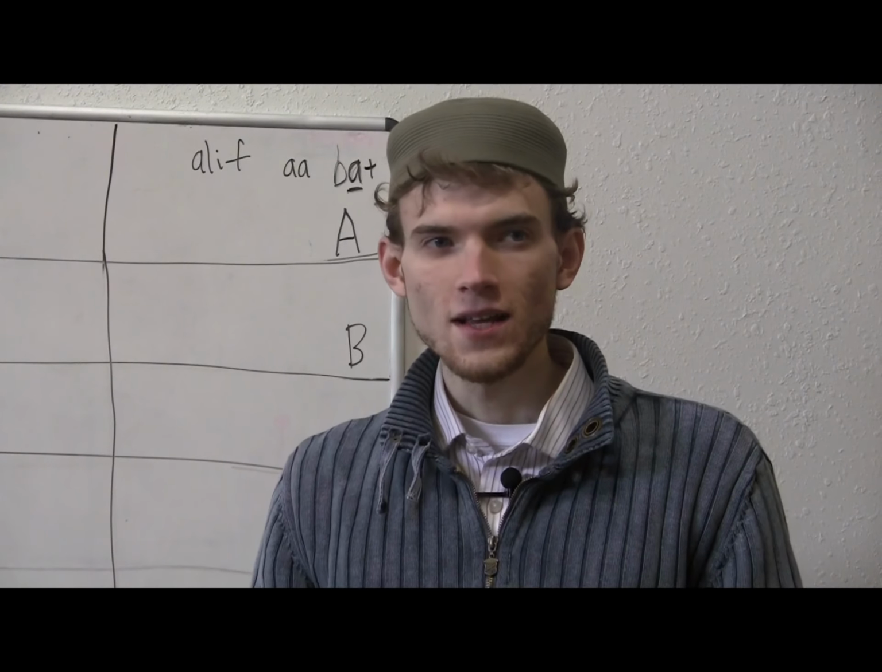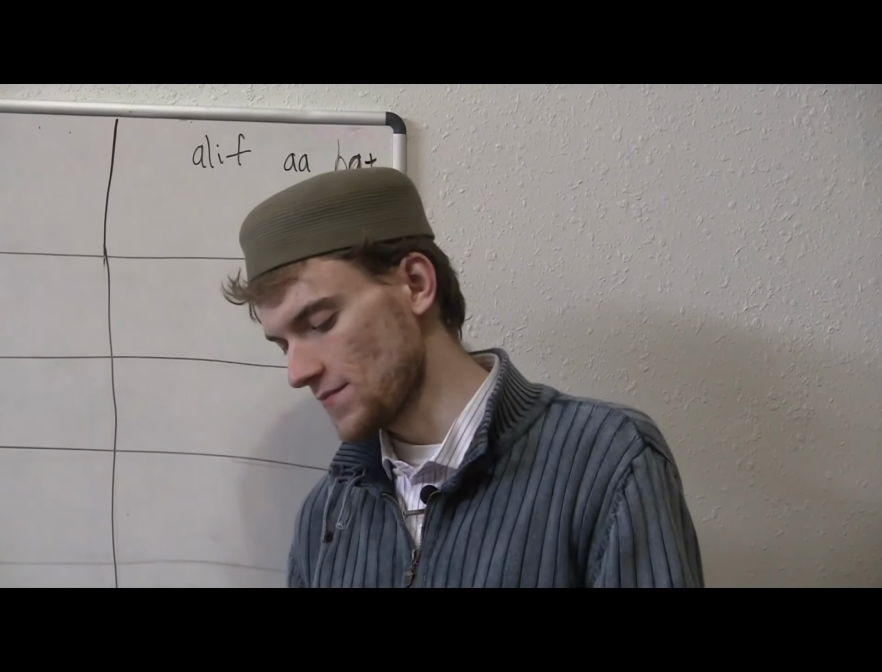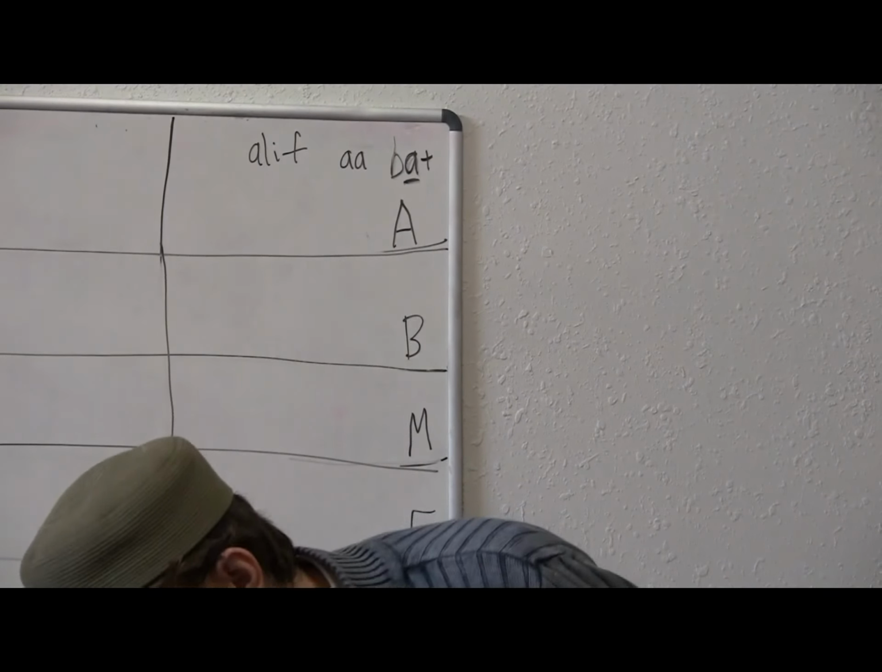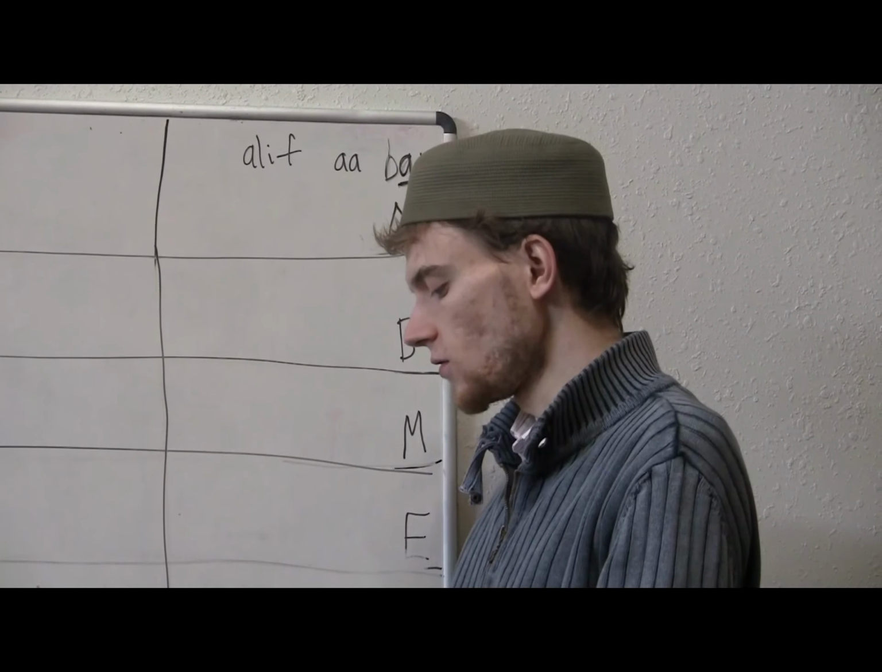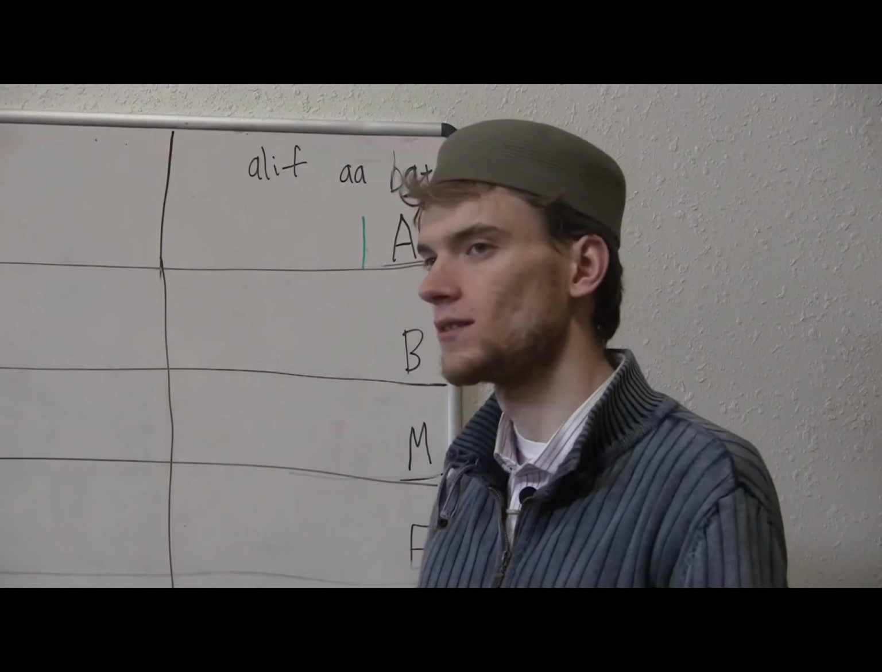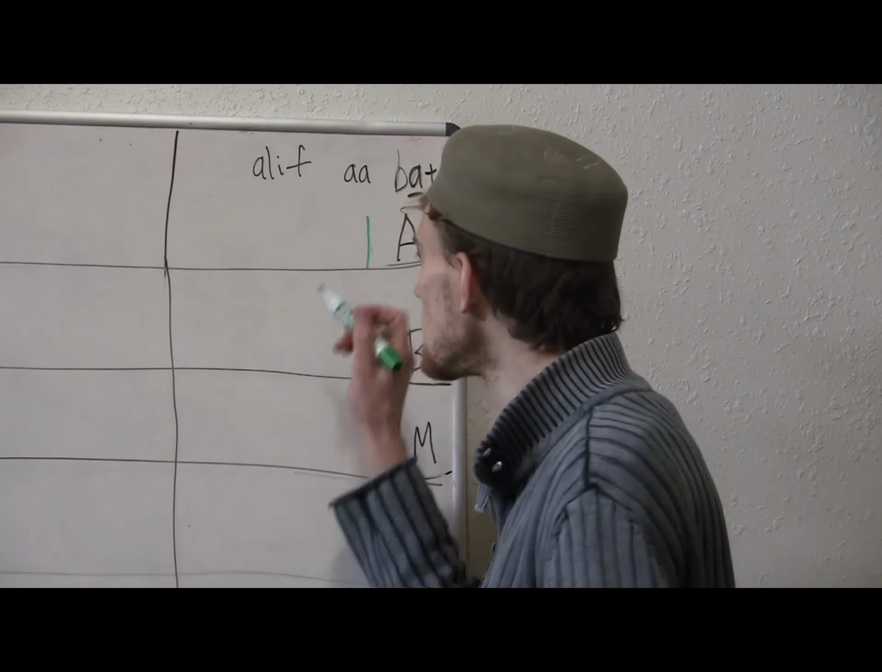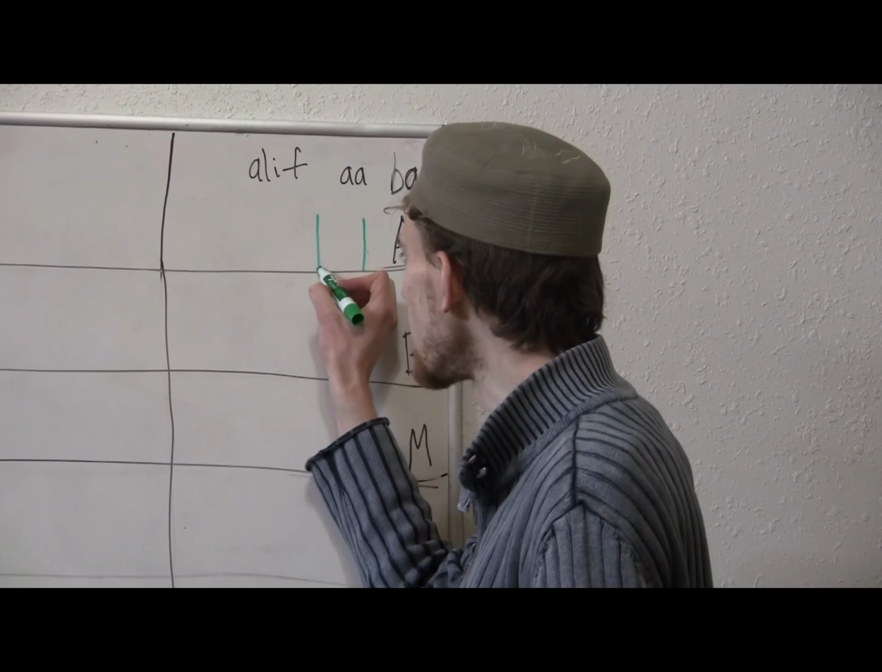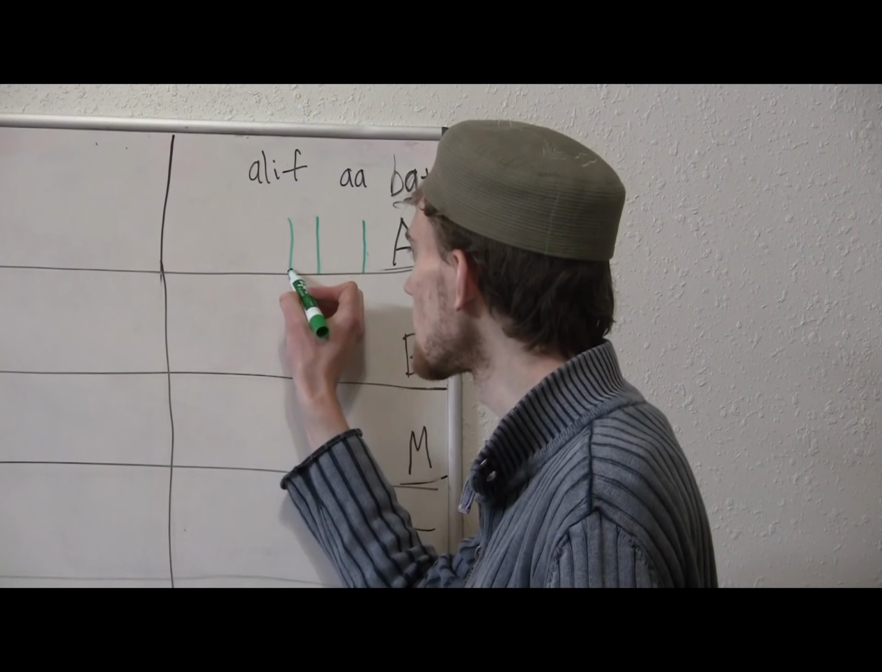The way to write alif, it's one of the easiest ones to write. In the alone form, it's just a line down. A long line down. Start at the top and go down. And this is the alif.